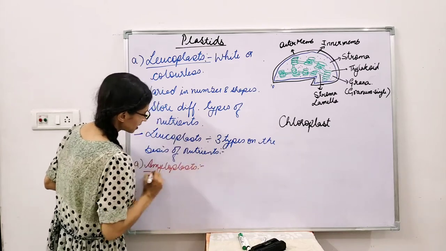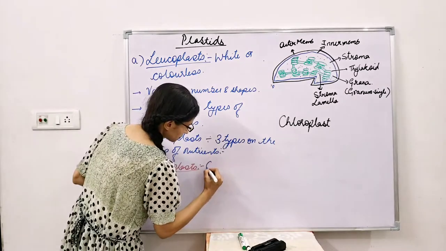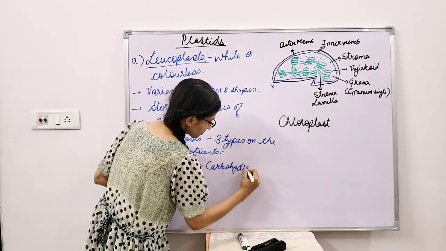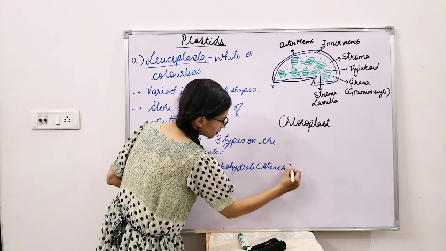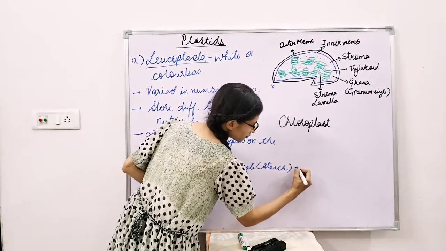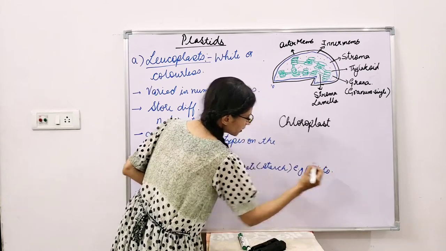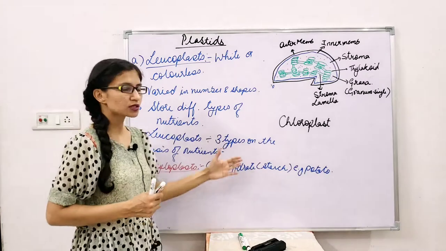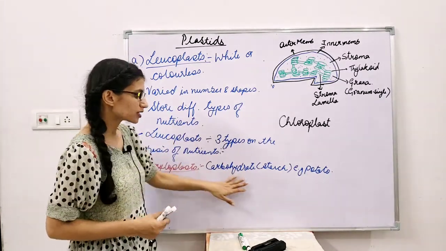Amyloplast actually stores carbohydrate, or you can say starch. If I give you an example for it, a very fond example is a potato. Amyloplast stores carbohydrate, and it is a leucoplast only. It is a colorless compound and it stores the carbohydrate.